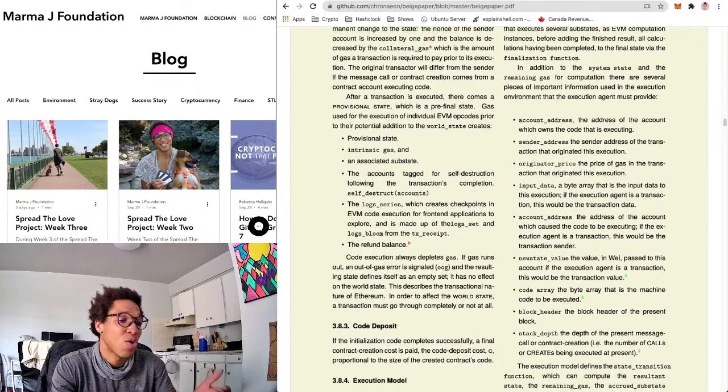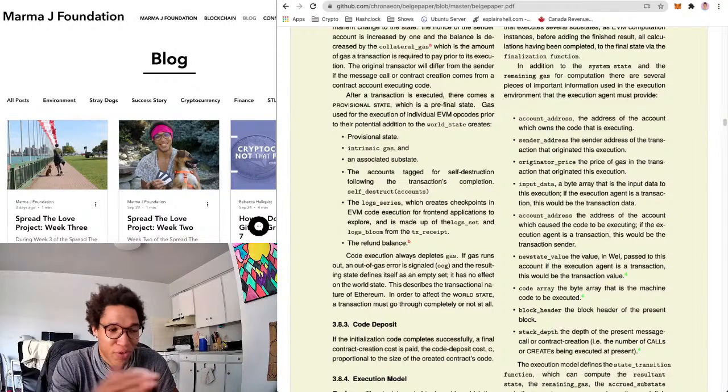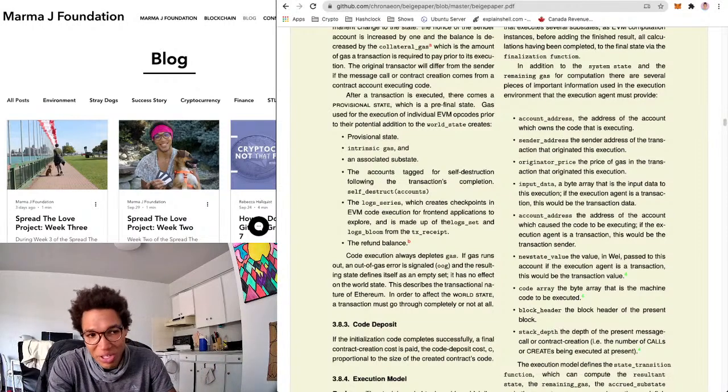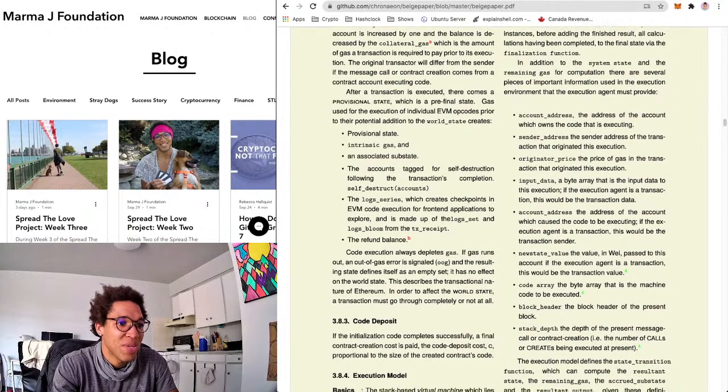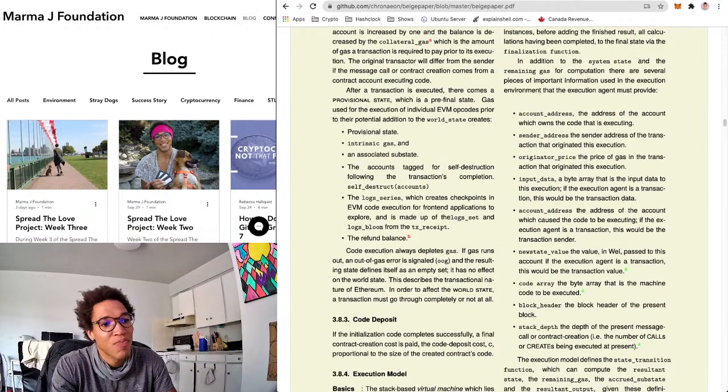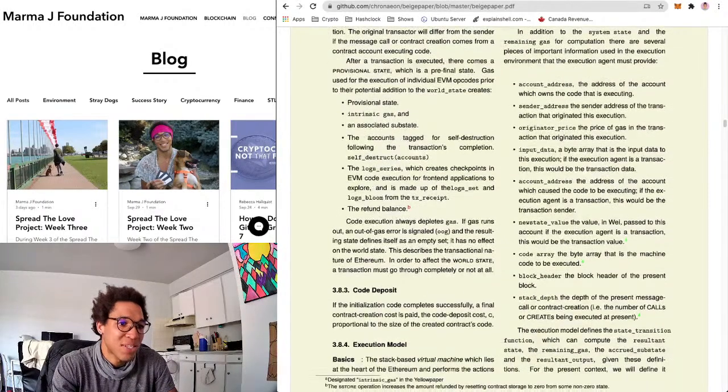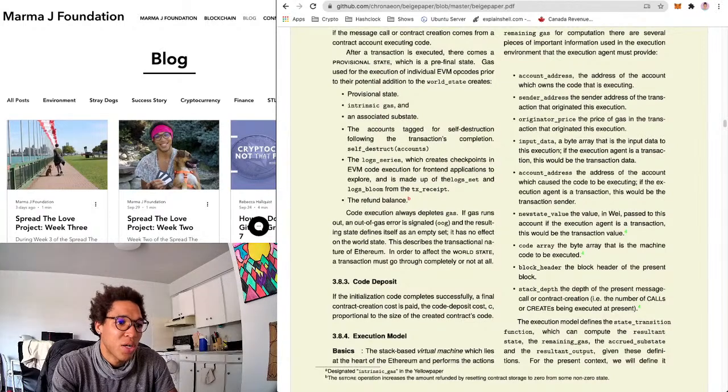Again, a lot of these aren't always the same, they're different based on if it's a transaction or if it's a contract call or whatever. But code array, the byte array that is the machine code to be executed, the block header of the present block, stack depth, the depth of the present message call or contract creation, i.e. the number of calls or creates being executed at present.